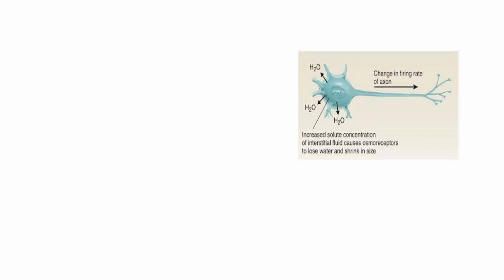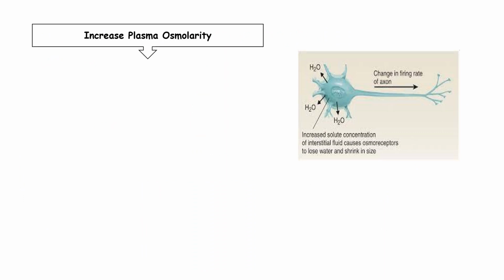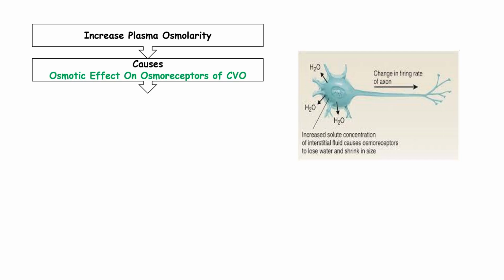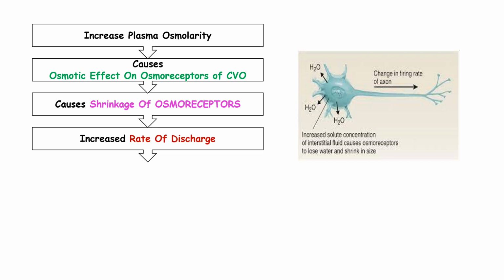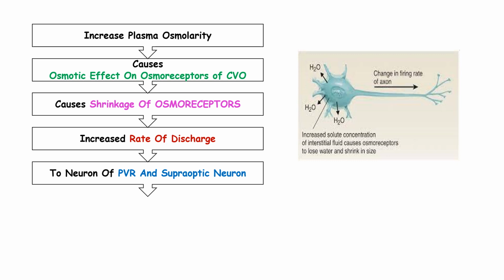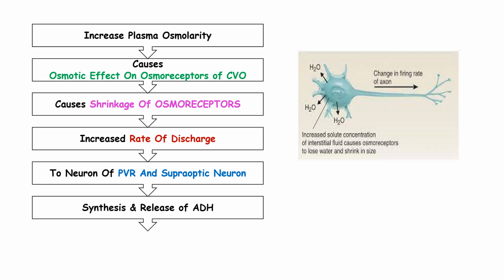So let us have a flow chart of the events occurring in this. First, there is an increase in plasma osmolarity brought about by dehydration or fluid loss. This will lead to the stimulation of the osmoreceptors, which leads to the pulling out of water and shrinkage of these osmoreceptors. The shrinkage is associated with an increase in the rate of discharge of the neurons, and this discharge will result in increased synthesis from the paraventricular and the supraoptic neurons, which are present where? In the hypothalamus, and these will then cause release of ADH.